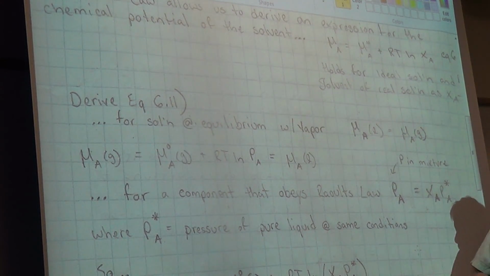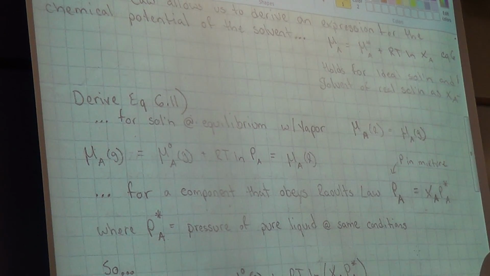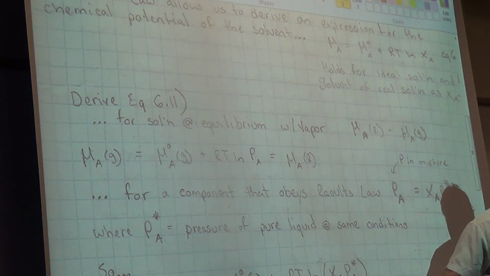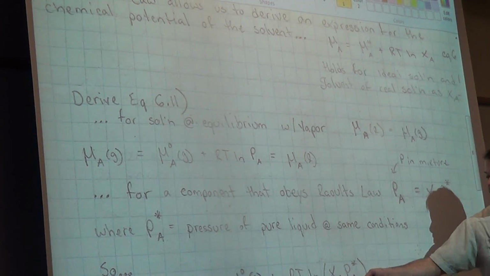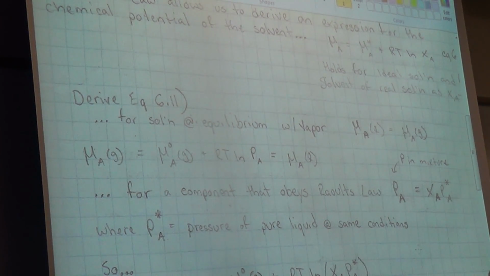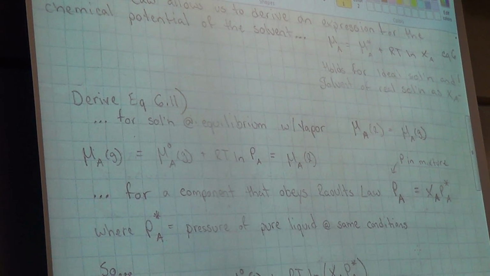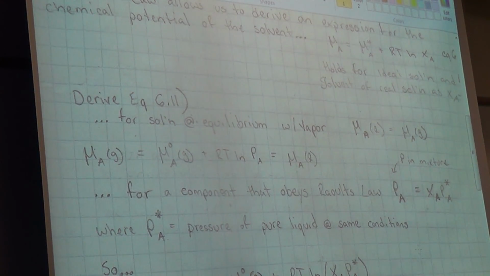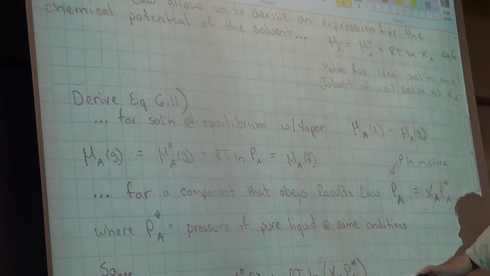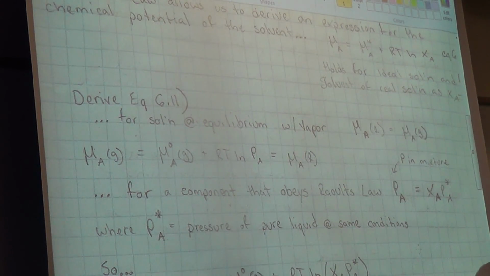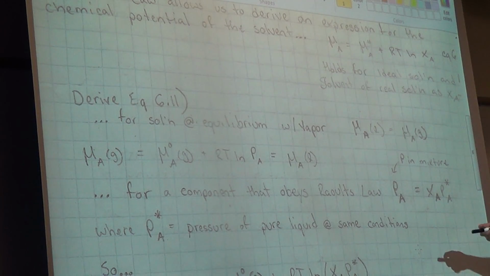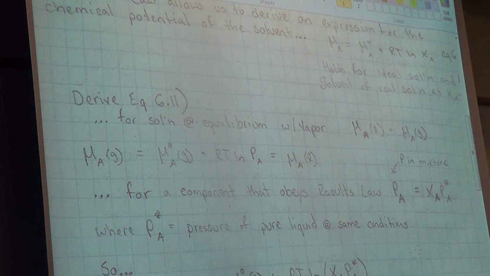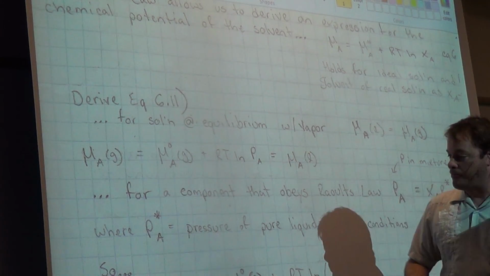And so we can recast this equation, and we can say that the chemical potential of the species in the liquid phase is equal to mu naught of the gas plus RT times the natural log of the mole fraction times the pressure of the pure substance. So this equation gives us, based on Raoult's law, the chemical potential of the species in solution.